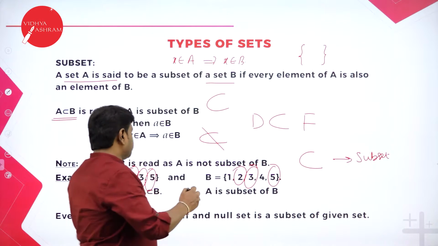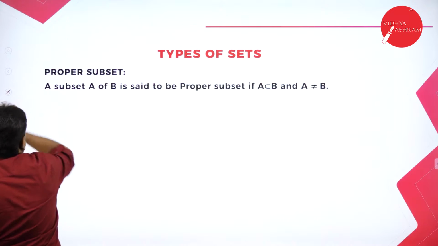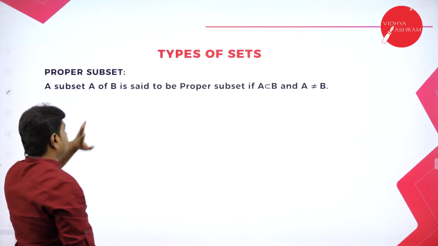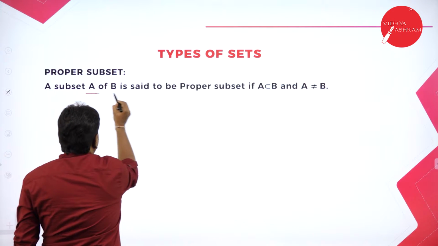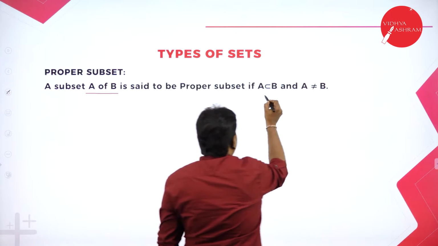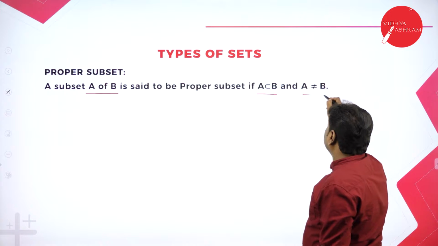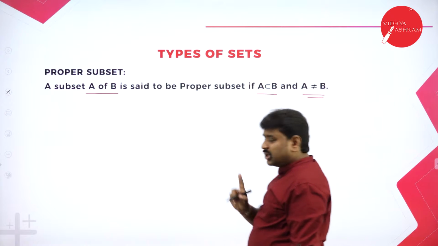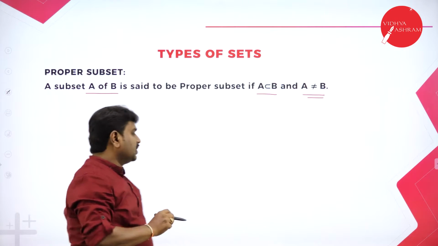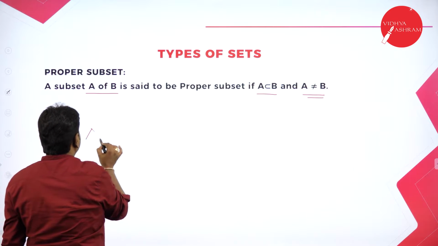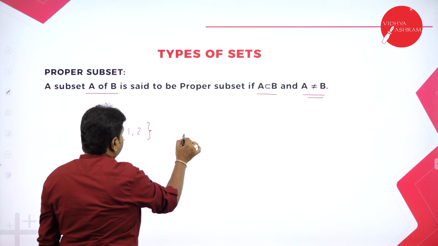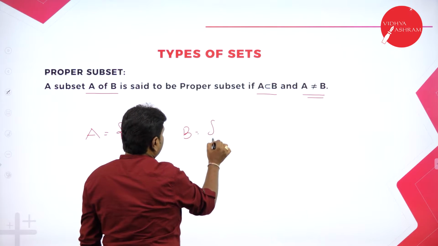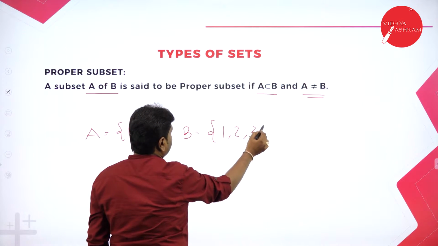So then, now we'll see other things. Now, proper subset. What is meant by proper subset? A subset of B is said to be a proper subset if A is a subset of B and it should not be equal to B. Now I'll take one simple example. Let us consider A equals {1, 2} and B equals {1, 2, 3}.